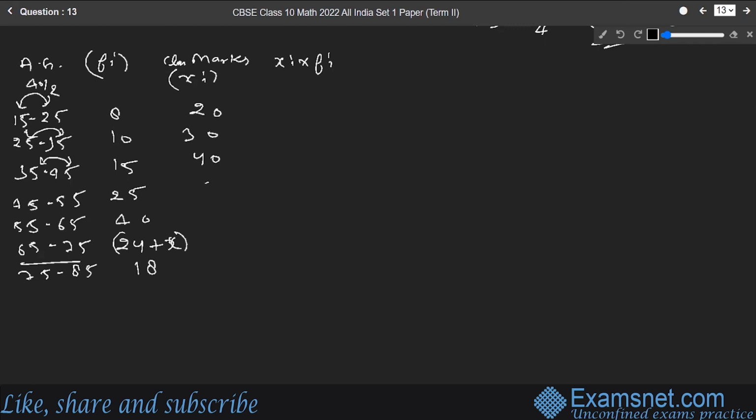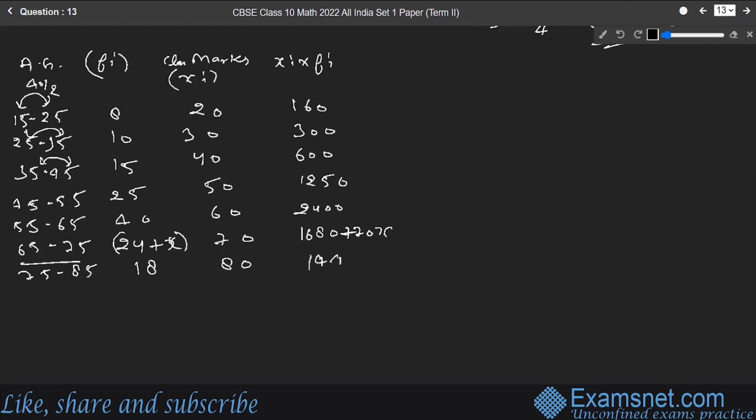The center values: 40, then 50, for this case it is 60, for this case it is 70, and for this case it is 80. Now let us do the Xi into Fi. Let us do the product. It is going to be 160 for this, 300 for this, 600 for this, 1250 for this, 2400 for this. And if you multiply this, 70 times, it is 1680 plus 70x for this. And for the last one, it is 80 into 18, that is 1440.